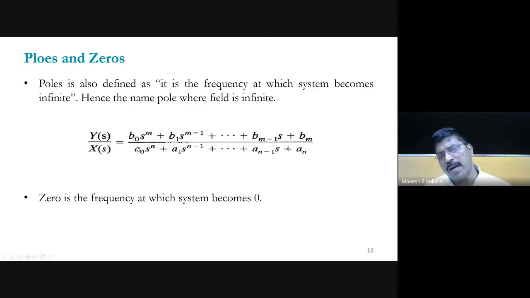Whereas, as I told you, if I put the value of s equal to the root of the denominator, then the system transfer function becomes infinity, and that's why it is called a pole, right? So a pole is also defined as the frequency at which the system transfer function becomes infinite, and hence the name pole, where the field is infinite. Whereas a zero is nothing but the root of the numerator, and for that value of s, your system transfer function will become 0, so that's what is called the zero.